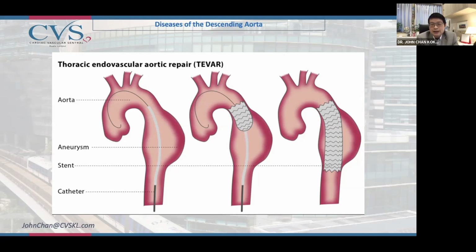So in most cases of dissections involving the descending thoracic aorta, we no longer need to do open surgery. We can control it with blood pressure medications, and if some intervention is needed, say if the dissection is continuing to progress, then we will recommend an endovascular approach to treat the condition.